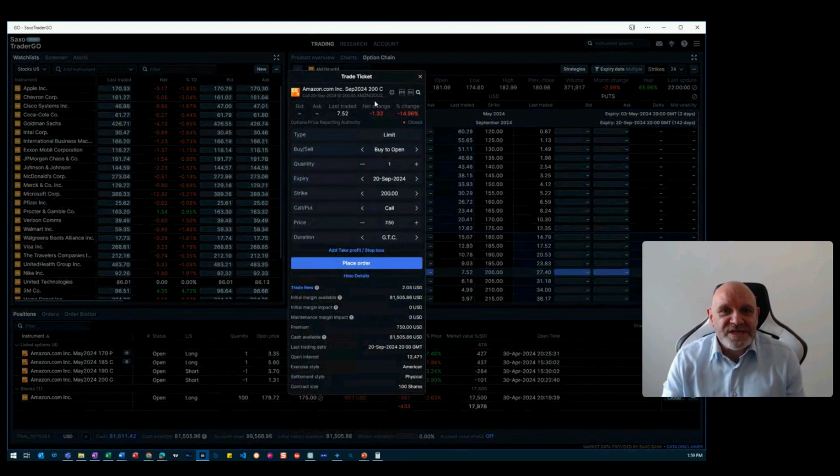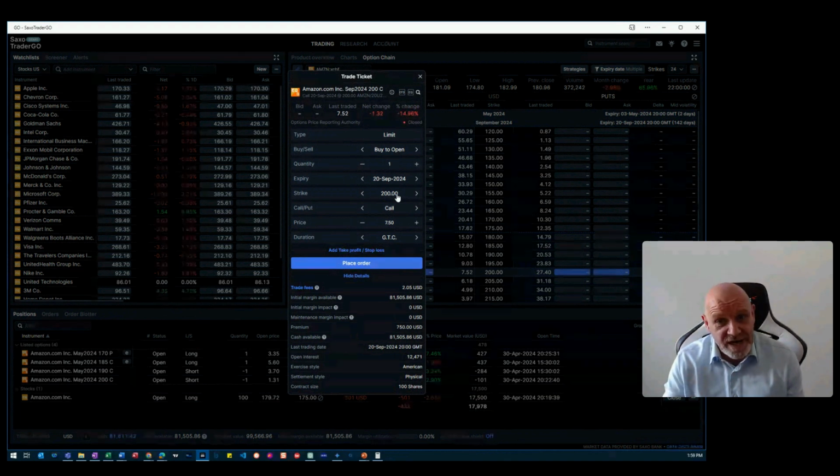So what do we see in this trade ticket? It's about Amazon.com, expiring September 2024, a 200 call. That means the strike price is 200. We'll have the right to buy Amazon at 200. And for that right, we'll pay 7.50.